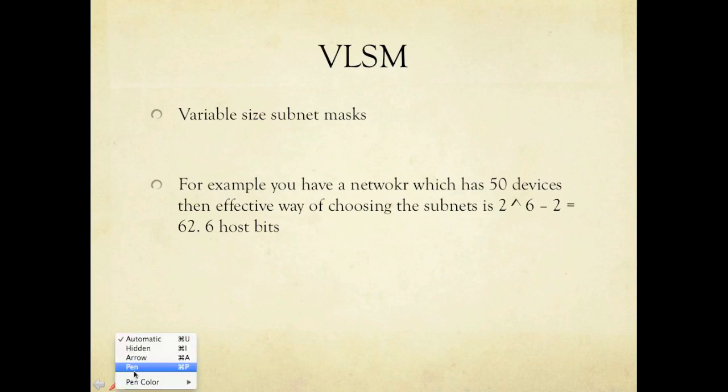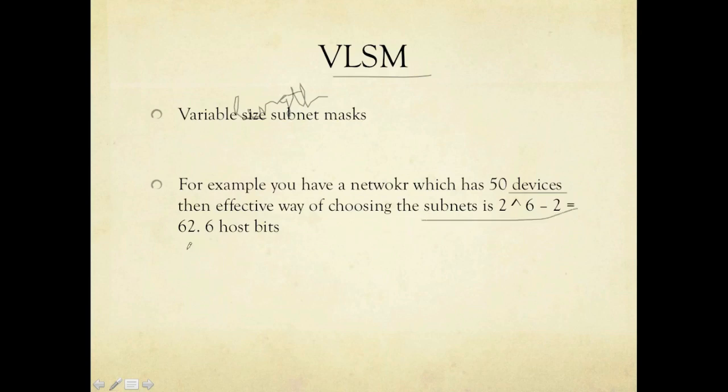Okay, so what is VLSM? VLSM is nothing but variable size subnet mask. Variable length subnet mask, sorry, not variable size, it is variable length subnet mask. For example, you have a network with 50 devices, then the effective way of choosing the subnet is 2 power 6 minus 2, where the host part is just 6. So using 6 host bits, you can accomplish this job. So how to do this? Variable length subnet mask allows us to do this.